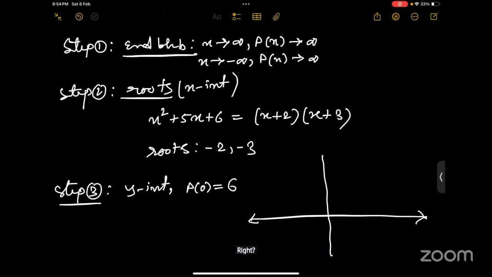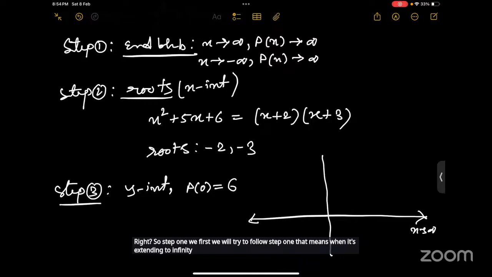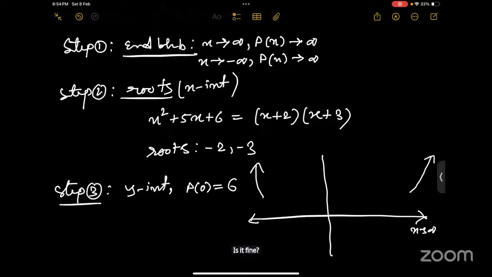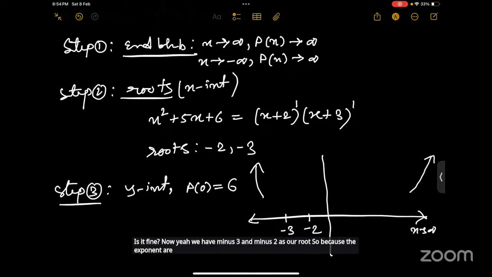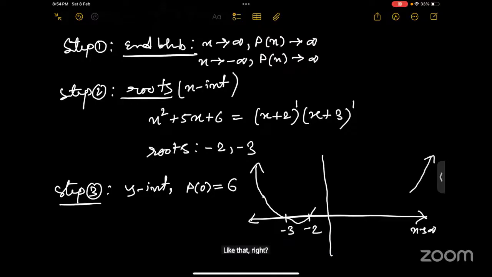So we will try to follow step 1. That means when x is tending to infinity, our function is tending to positive infinity. That means the graph will go in the upward direction here and also here. Is it fine? Yes, ma'am. Now we have minus 3 and minus 2 as our roots. Because the exponents are 1 and 1, it will just cut the point, like that, right? Is it fine up to now?